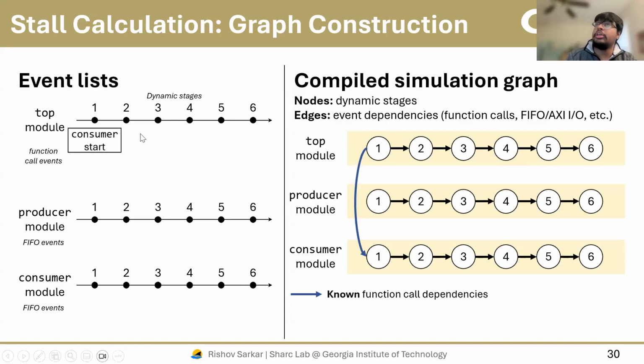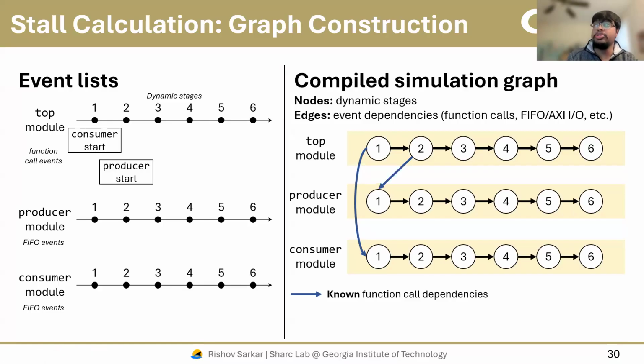So the first event that we see is a function call event at the top module, the consumer start event happens at stage 1. So what this means is that the consumer module, the first stage of the consumer module is not going to happen until the first stage of the top module happens. So we draw an edge according to that dependency there.